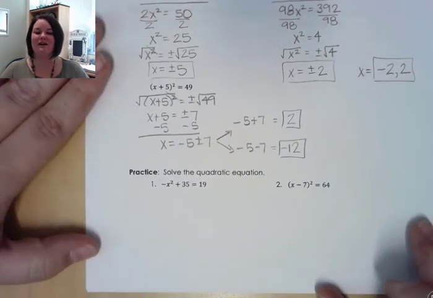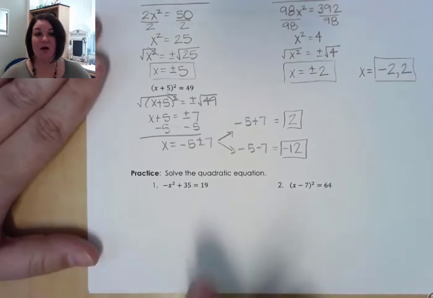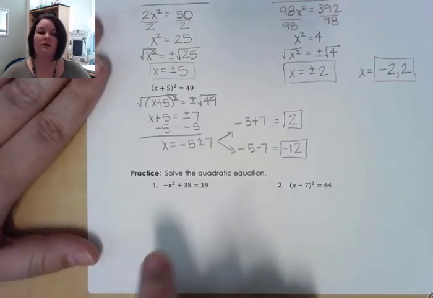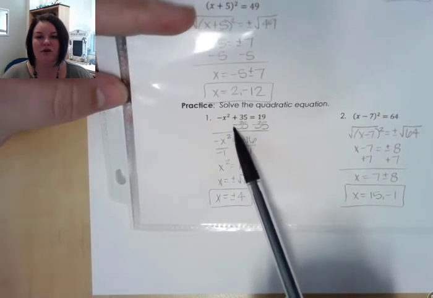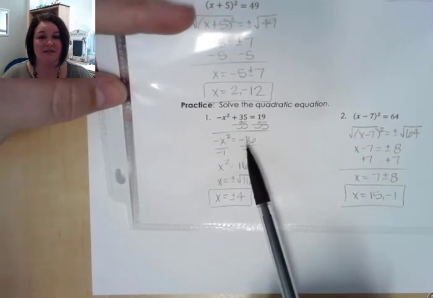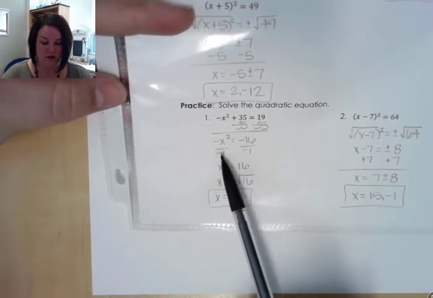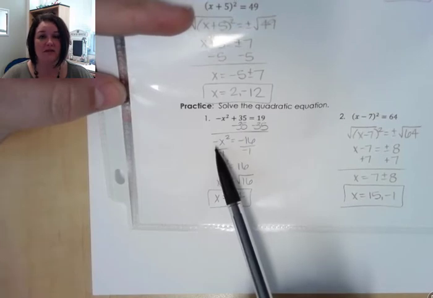All right, so there are a couple at the bottom of the page here for you to try. So go ahead and take a minute to pause the video and work out number 1. All right, so on the first one, we first need to move our 35 to the other side. So we get negative x squared equals negative 16. And notice here, we're still not completely isolated because we have a negative in front of the x squared. So I need to divide that off by dividing off a negative 1.